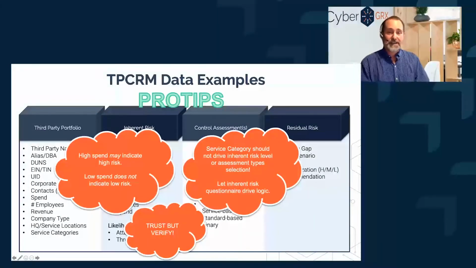Some of the pro tips that I've learned over the years are that high spend may indicate high risk, but low spend does not necessarily indicate low risk. With that particular organization, we had a print service organization who was significantly lower spend than our data floor management location, but they were just as high of a risk because we were a mortgage company. So we absolutely had to consider that low spend as a significant risk. We had to consider the data rather than the spend.